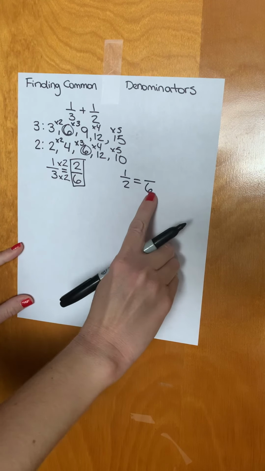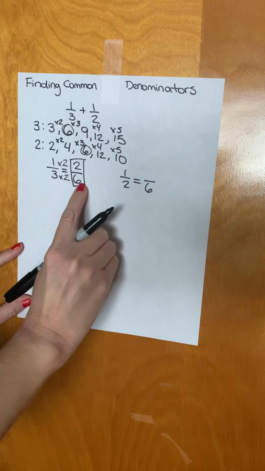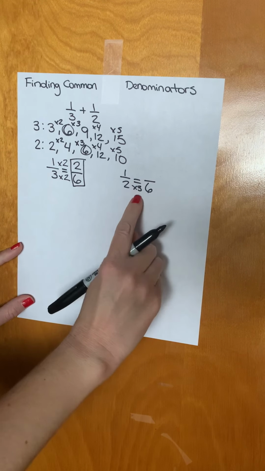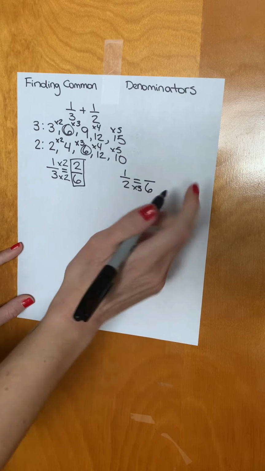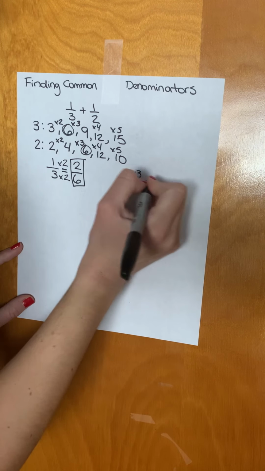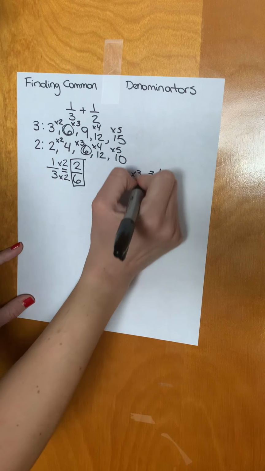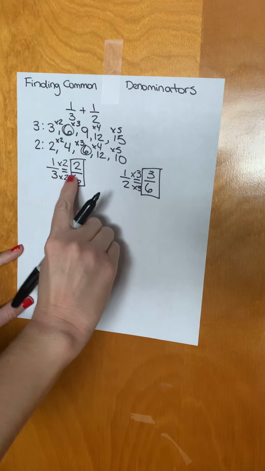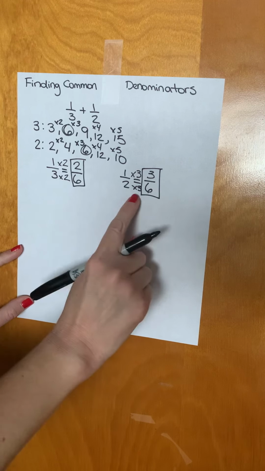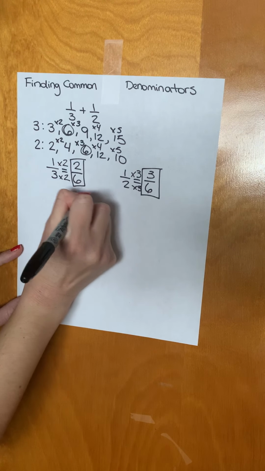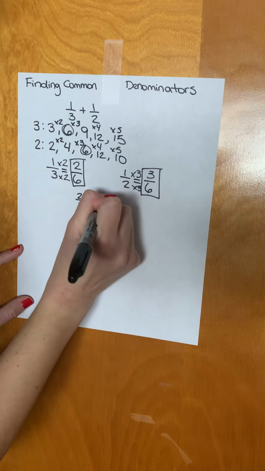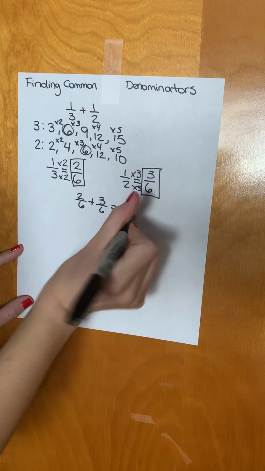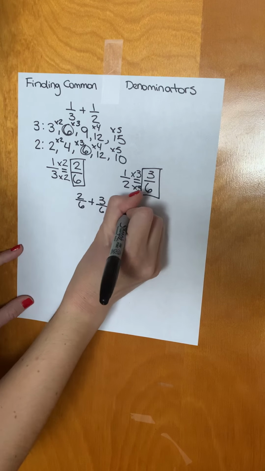Do the same thing with 1/2. 2 times what makes 6? Well, I knew that 3 times 2 makes 6, so 2 times 3 would give me 6. Again, what I do to the bottom, I do to the top. 1 times 3 is 3. There's my new created fraction. Now I have two fractions with the same denominator. I can go ahead and add the fractions together. 2/6 plus 3/6 equals, we never add denominators, 2 plus 3 makes 5.